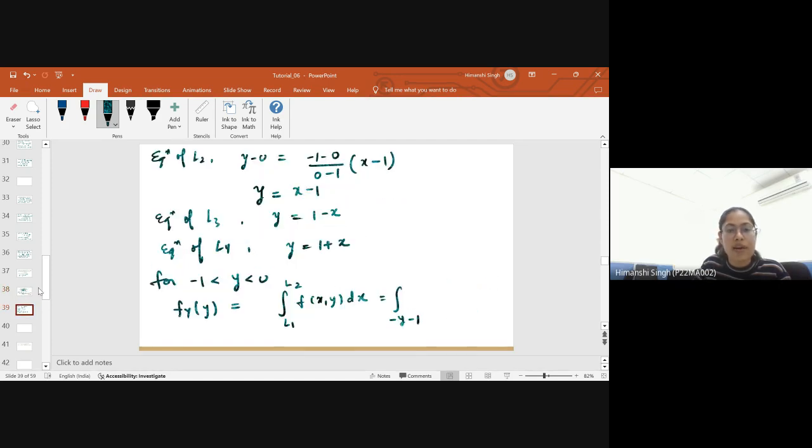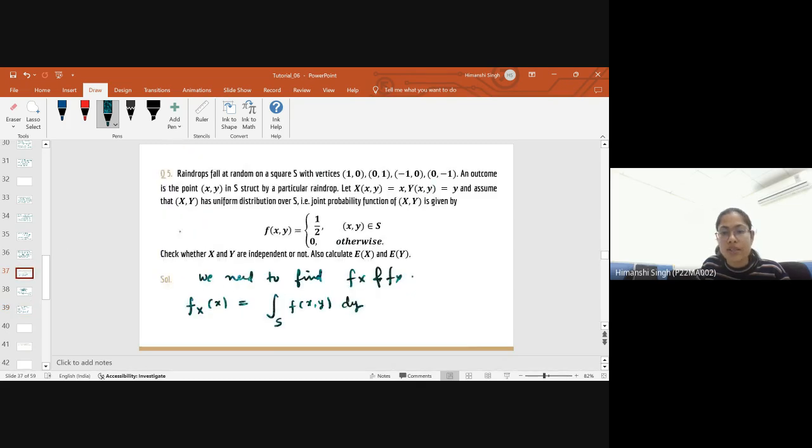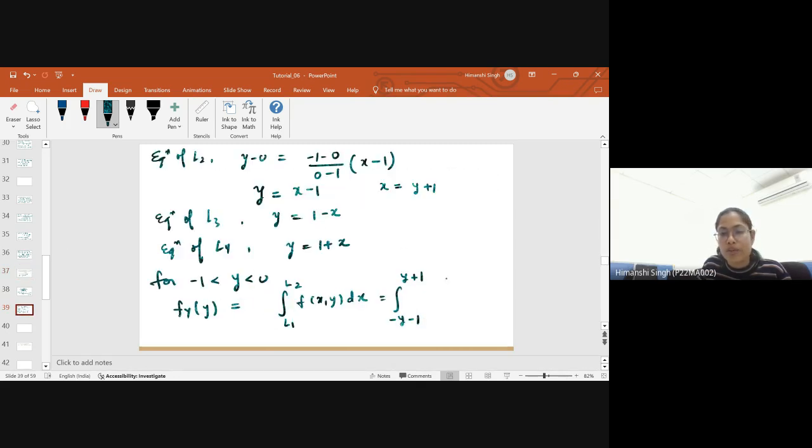Now what is the equation of line L2 here? It is y is equal to x minus 1, and if I find x, it is x equals y plus 1. And what is the joint density? The joint density is nothing but 1 by 2, so it will be 1 by 2 dx. Because in the integration we have no x term, it will be 1 by 2 times y plus 1 minus this quantity, that is twice of y plus 2, divided by 2. So it will be y plus 1. Now here y is ranging from minus 1 to 0.